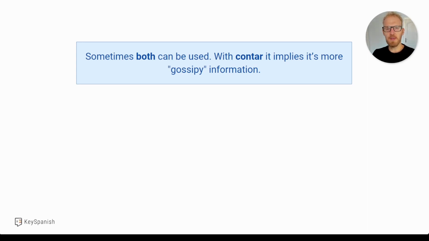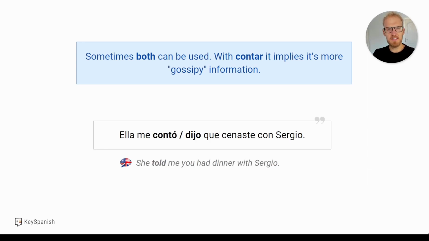But I'm not going to lie, it's not always that straightforward. This distinction between specific information or details sometimes can get a bit confusing. Let's see some examples. Examples where sometimes both can be used, but contar has a different implication. Like, ella me contó o me dijo que cenaste con Sergio. She told me you had dinner with Sergio. You can interpret this in two ways. Just everything there is to this is that you had dinner with Sergio and that's all.